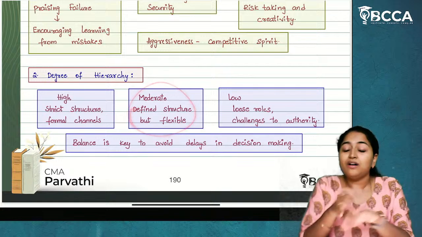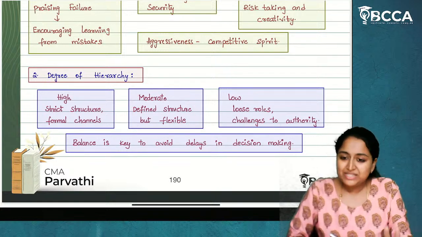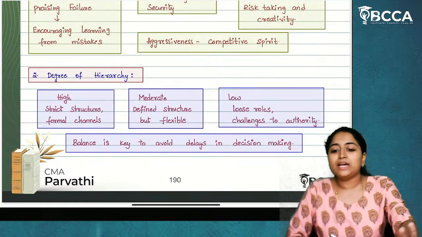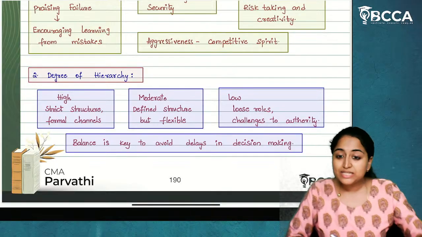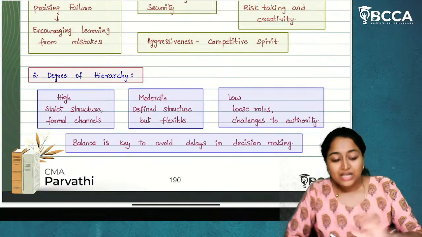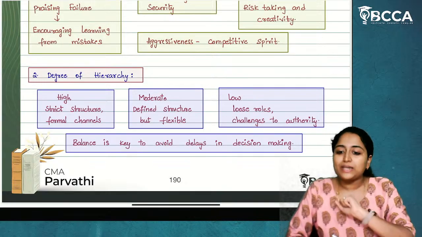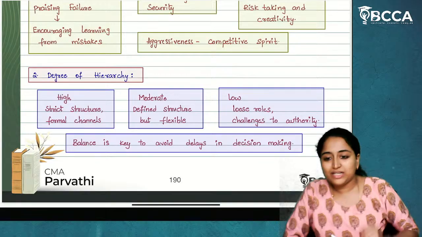Now, there is a moderate hierarchy also, which means rules and regulations are there, but based on the circumstances, it will be flexible. Even if your boss is strict, he is not strict all the time. Even though there are rules, they are not applicable all the time. So, based on that, moderate hierarchy is also there.